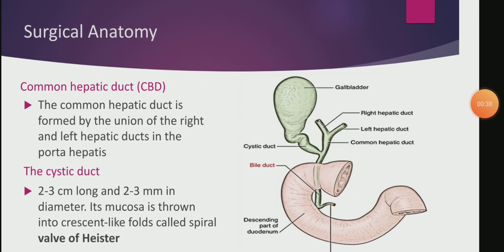Common hepatic duct. The common hepatic duct is formed by the union of the right and left hepatic ducts in the porta hepatis. The cystic duct is about 2 to 3 centimeters long and 2 to 3 millimeters in diameter. Its mucosa is thrown into crescent-like folds called the spiral valve of Heister.